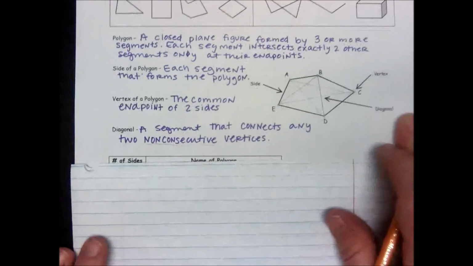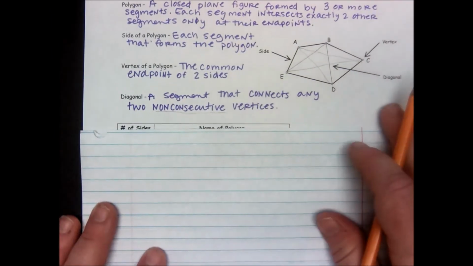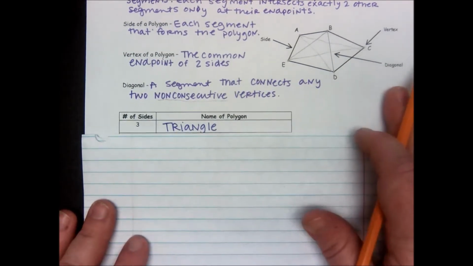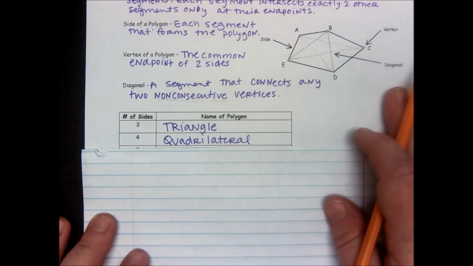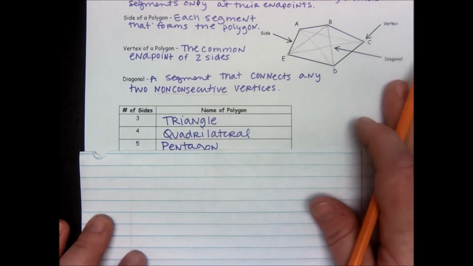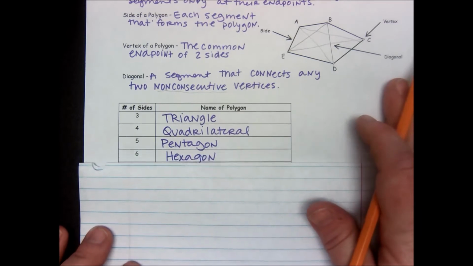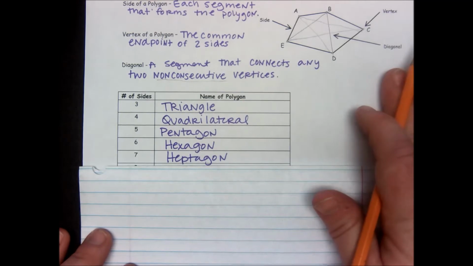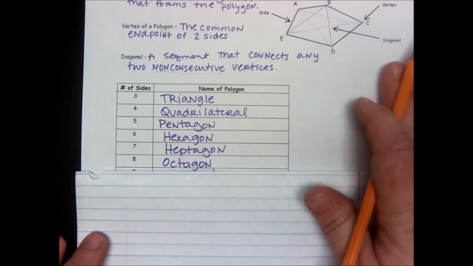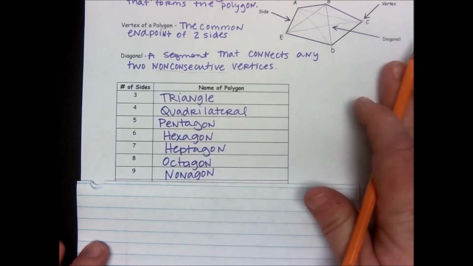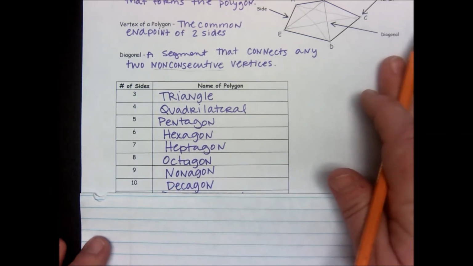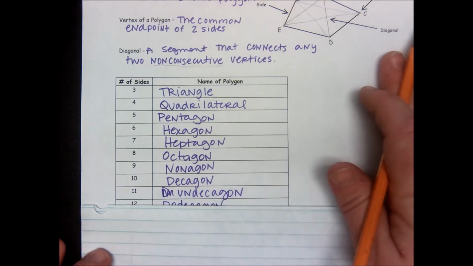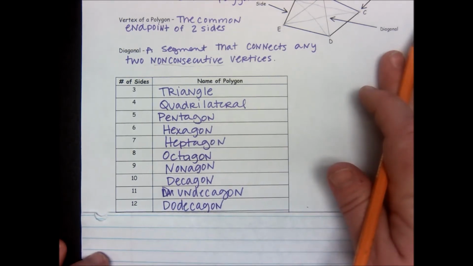Alright, so now we're going to name polygons. You'll need to memorize these names. I feel like most of you probably already know, but a 3-sided figure is a triangle. A 4-sided figure is a quadrilateral. 5 sides is pentagon. 6 sides is hexagon. 7 sides is heptagon. 8 sides is octagon. 9 sides is nonagon. 10 sides is decagon. 11 sides is undecagon. 12 sides is dodecagon.